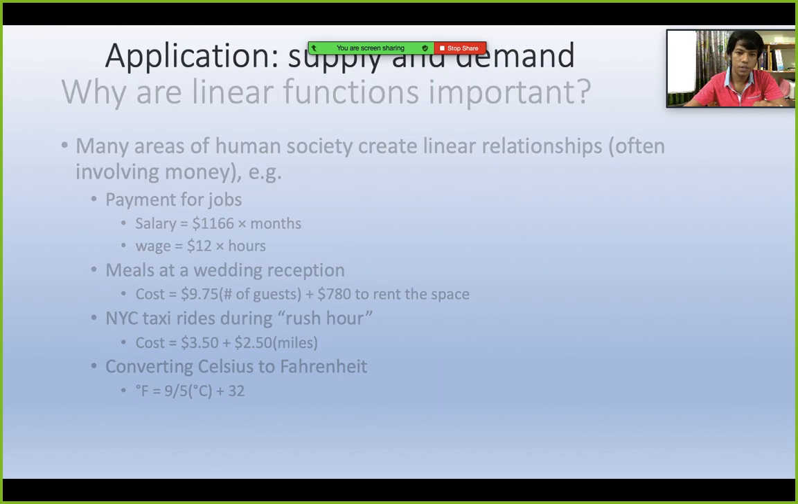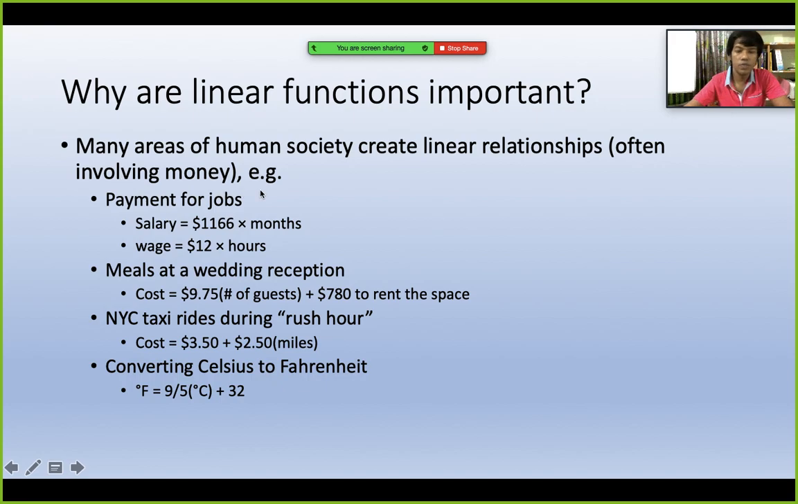See more examples here. Payment for a job is like that: salary, wage, then cost. In NYC, New York City, taxi fares rise during the rush hour. I mean, the amount of money you have to pay there is this. Here miles, M is the variable. Then Fahrenheit to Celsius, the degree Celsius conversion system. All of them are linear. All of them. So you can see in our everyday life we have a lot of examples where we use linear functions to deal with them.